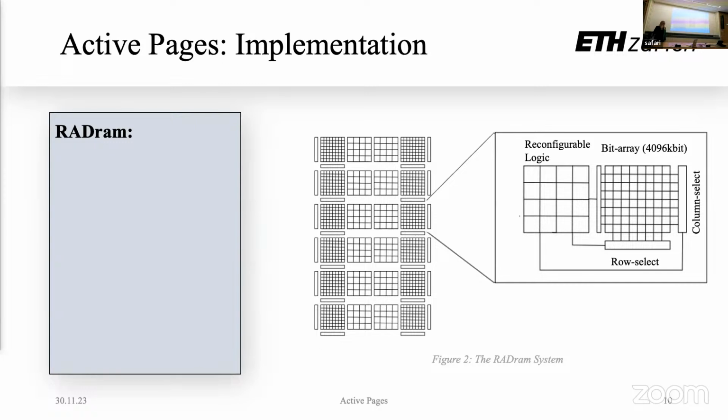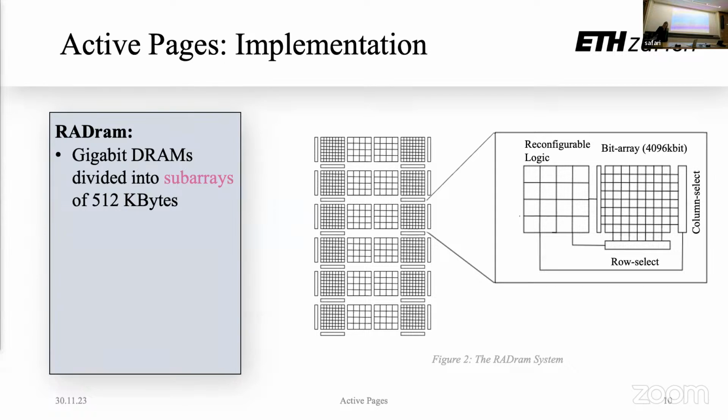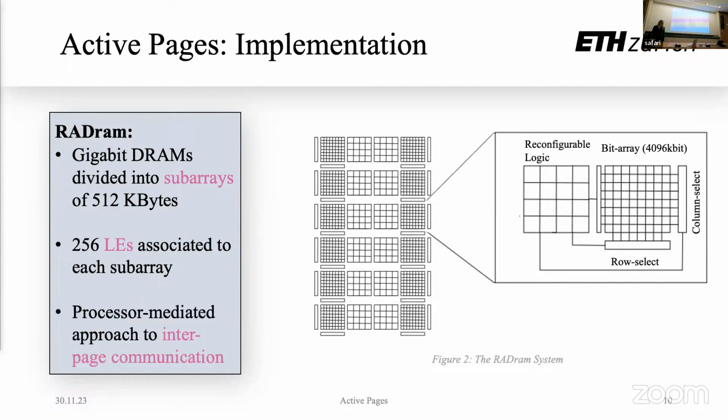Now to some numbers. The potential of gigabit densities became a real possibility at the time of the publication of the paper. So the paper introduces a good size for gigabit DRAMs, with the size of the subarrays to be 512 kilobytes. The key idea is to associate half of the area of such a chip to logic elements, providing each subarray with roughly 256 LEs.